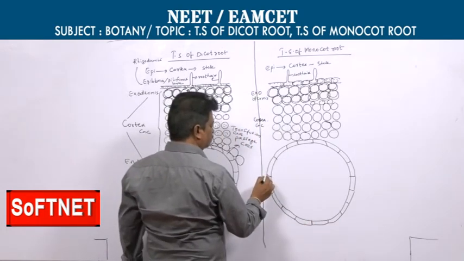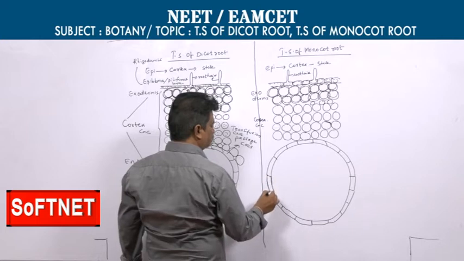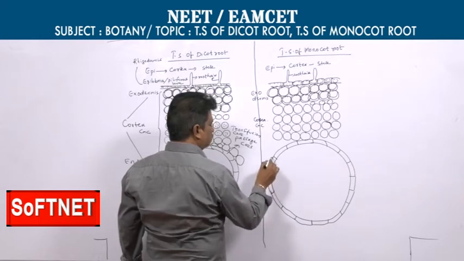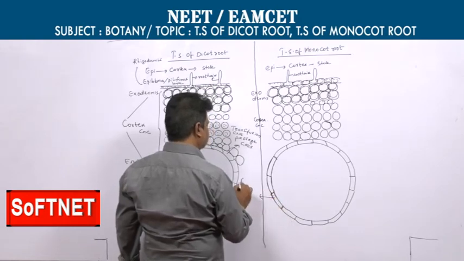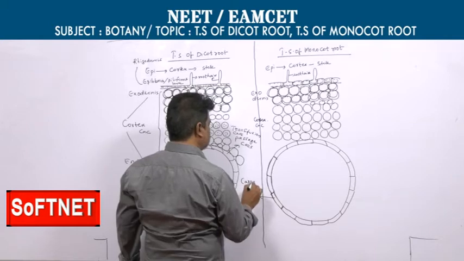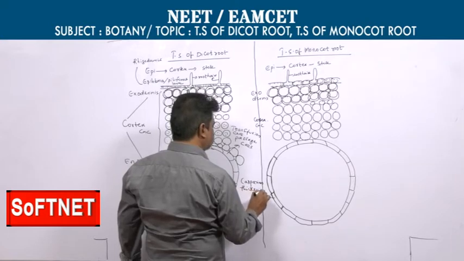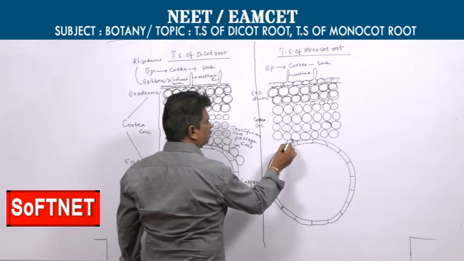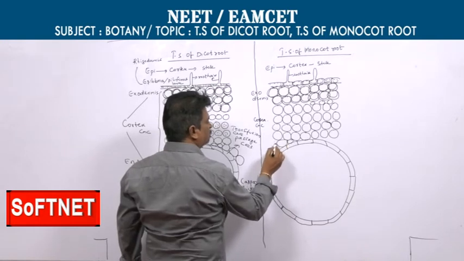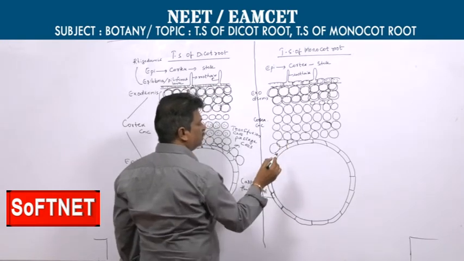Then some of the endodermal cells show radial and tangential thickenings called Casparian thickenings. They are impermeable to water, and because of that, the endodermis acts as a barrier between cortex and stele.